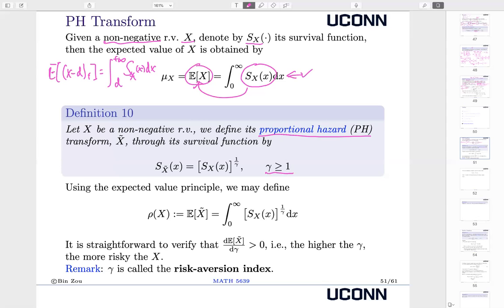I claim from this transform, I actually get a new random variable. So this X tilde is actually a new random variable. Obviously, it's closely related to X through this relation, right? I claim this is the survival function of X tilde. What is the survival function?